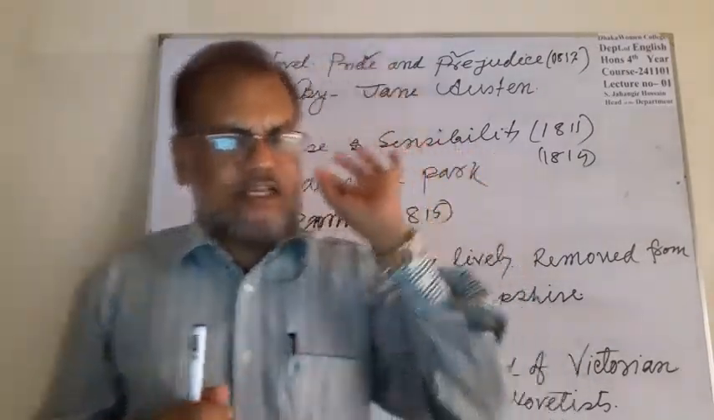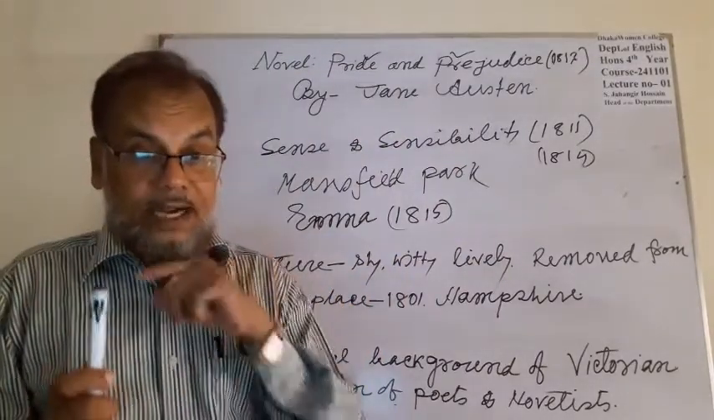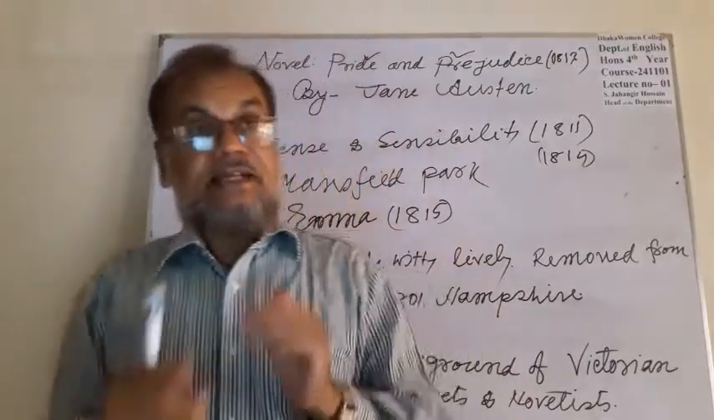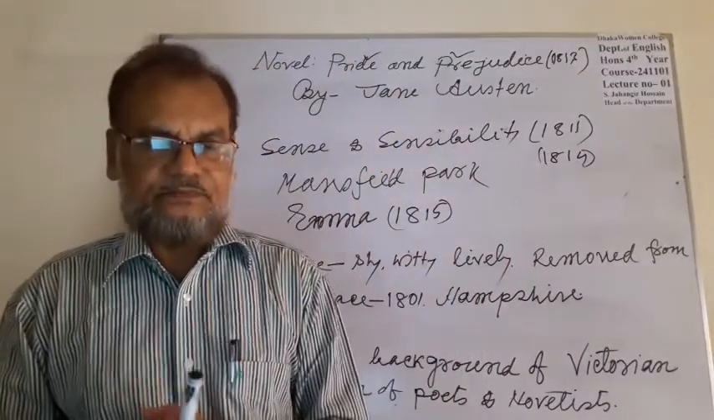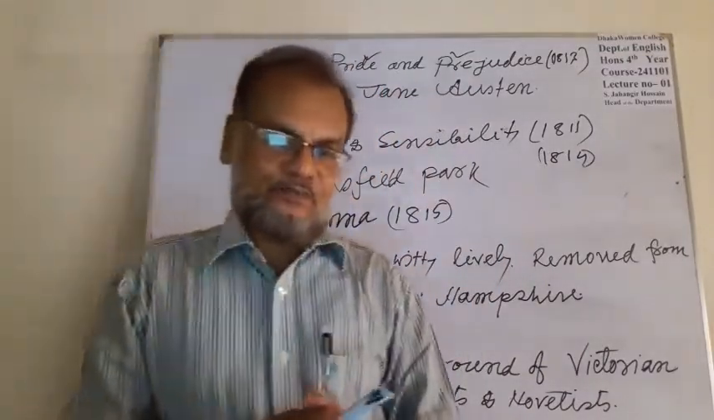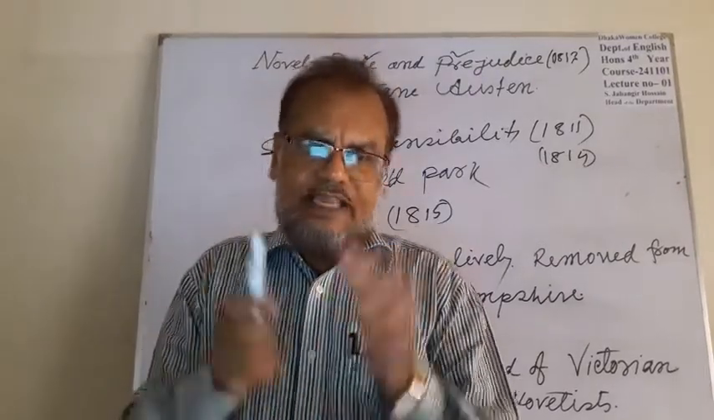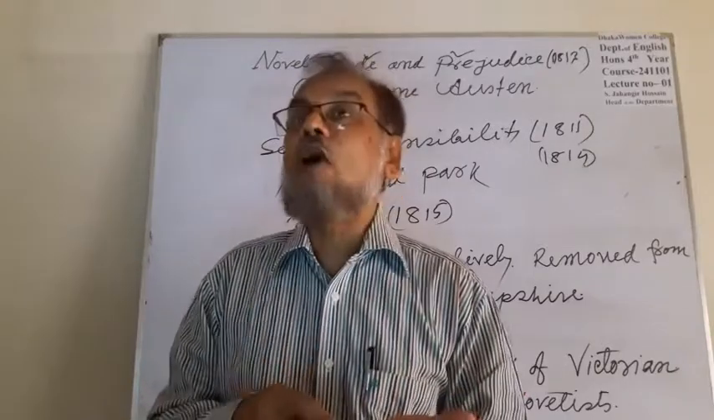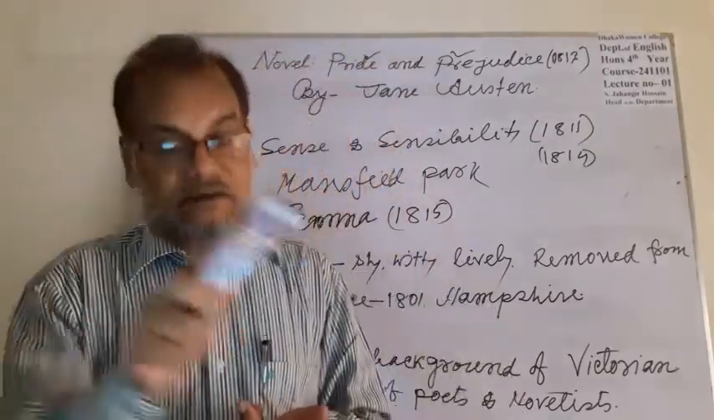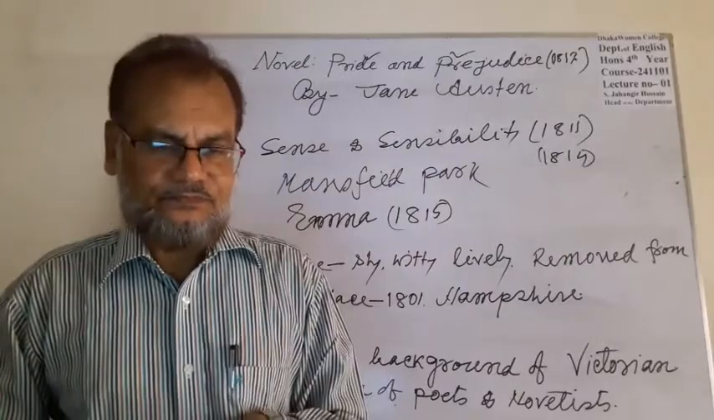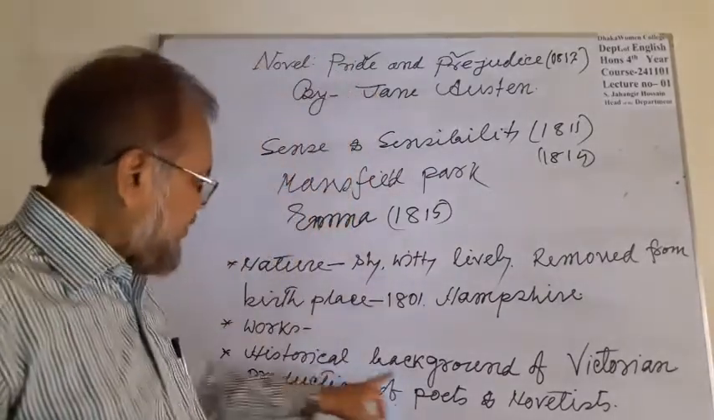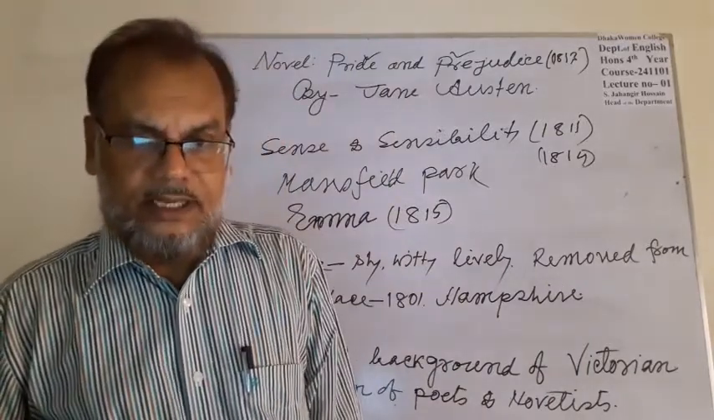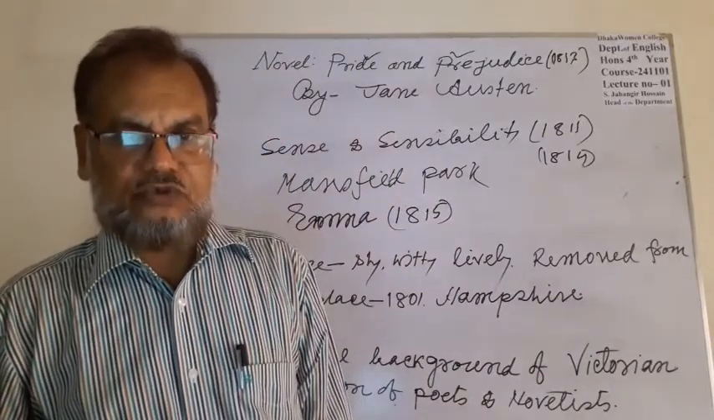The age is also remarked as the era of scientific knowledge and materialistic progress. It was the age of faith and doubt, of science and religion, everybody knows it. So the historical background of the Victorian age is very important to know the novel Pride and Prejudice.